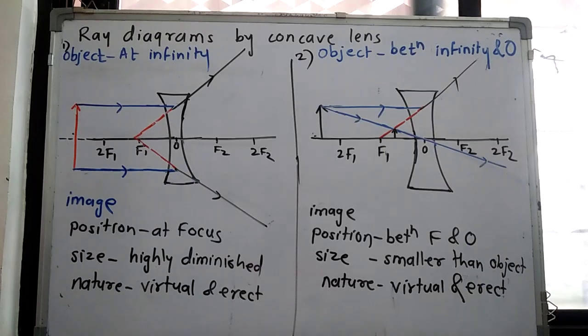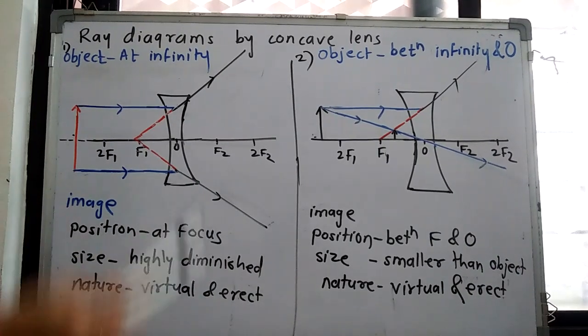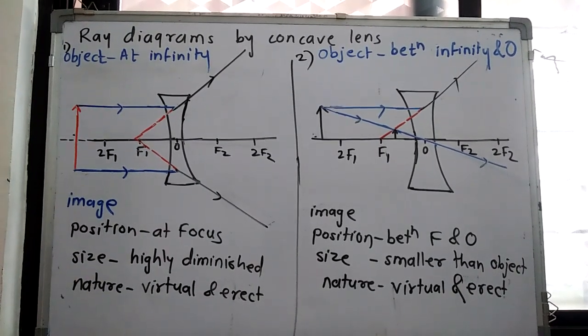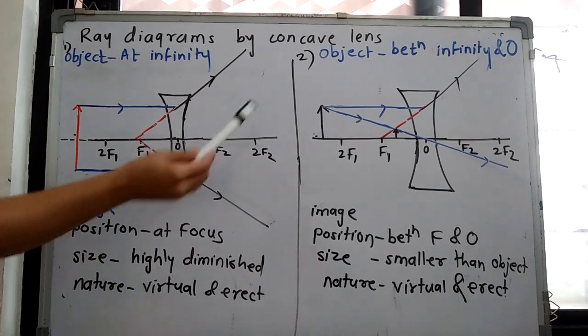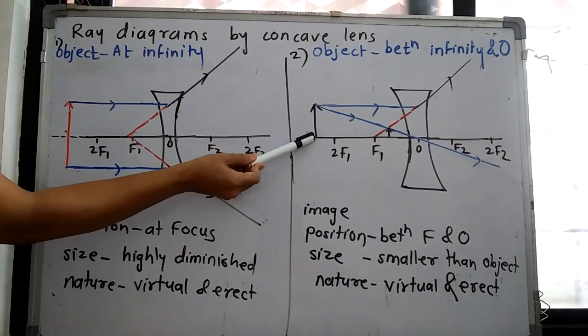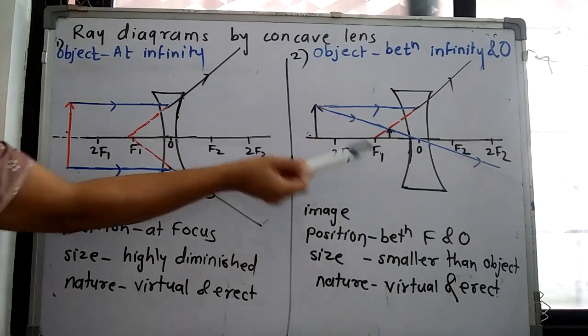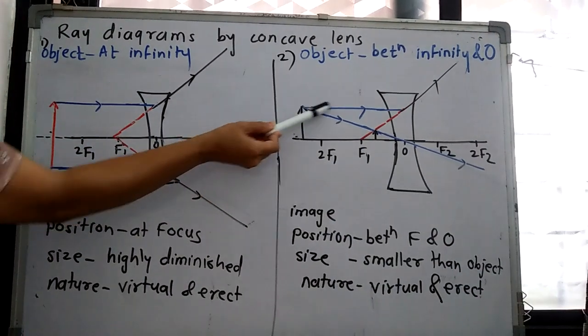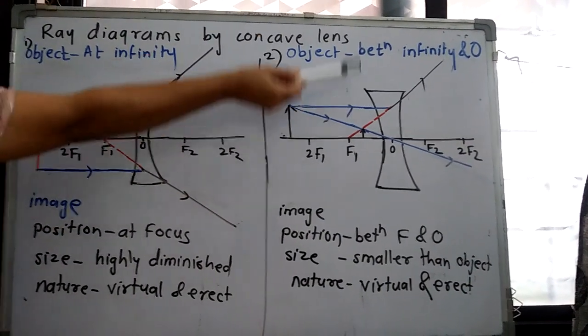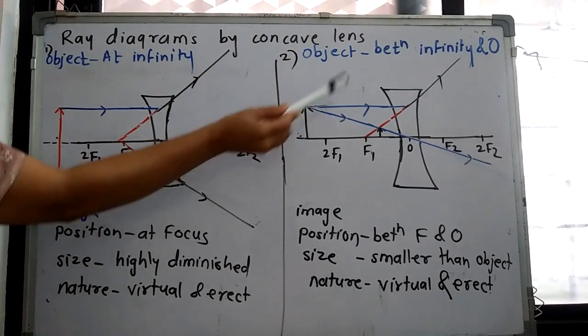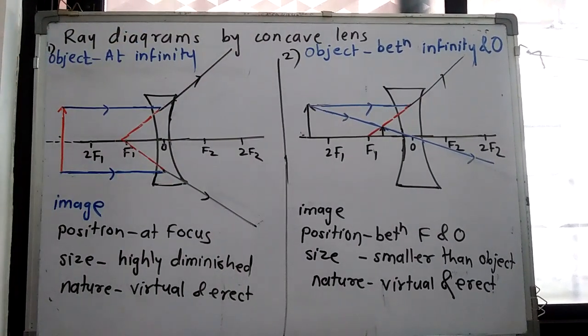Now again same measurement is done. Principal axis, twice f1, f1, O, f2 and twice f2 are drawn. And again we have to pass the first ray. So this is the object. You can keep it here, here, anywhere. This is the object. First ray is parallel to principal axis and it gets refracted. So this is incident ray and it gets refracted.